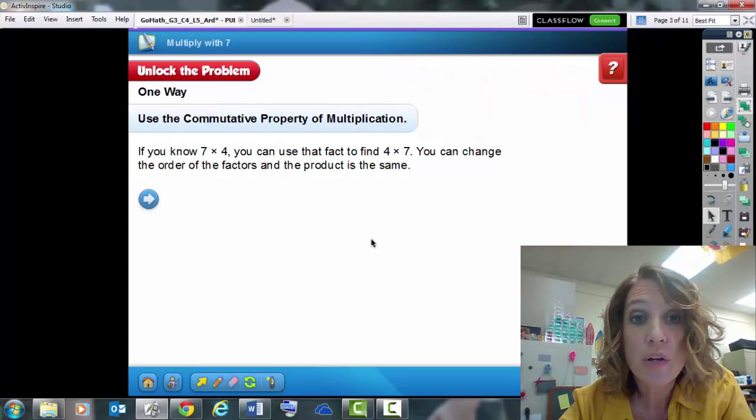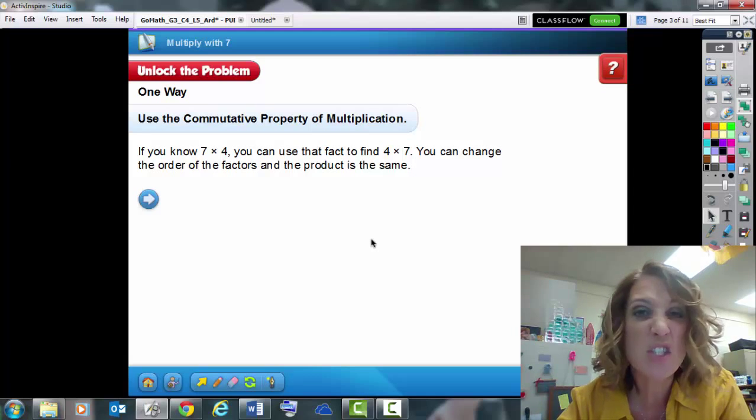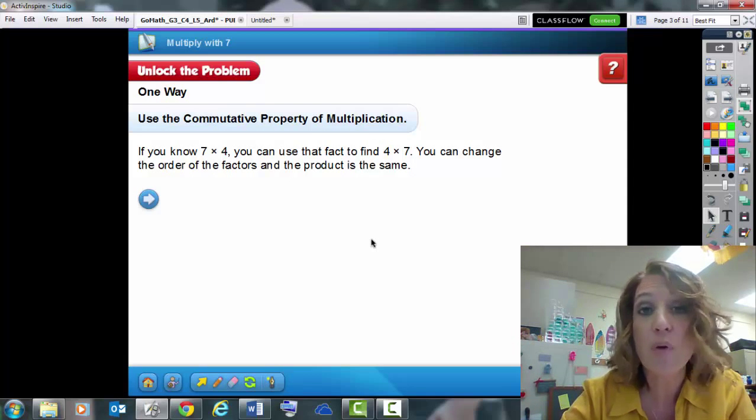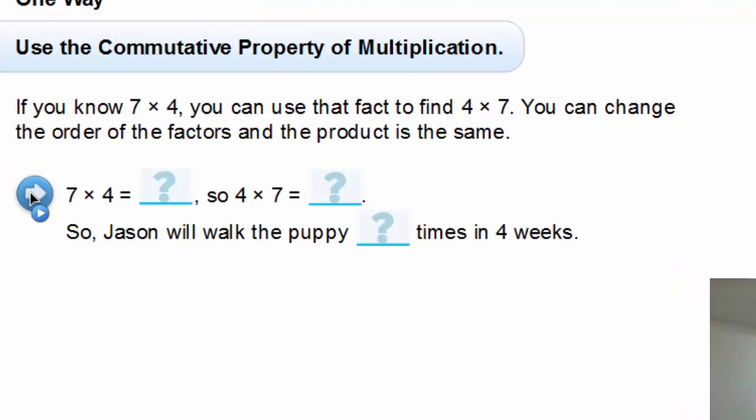We're going to use the commutative property of multiplication. This is just one way that we can solve it. If you know what 7 times 4 is, then you can use that fact to find 4 times 7. You can change the order of the factors and the product is the same. 7 times 4 is what, everybody? 28. So 4 times 7 equals, that's right, 28.